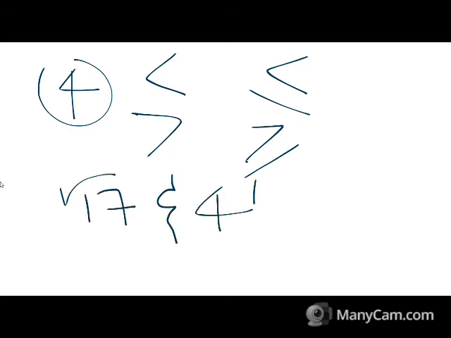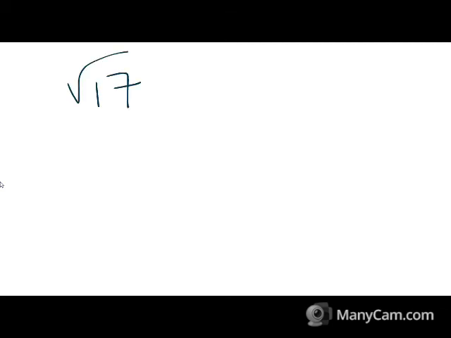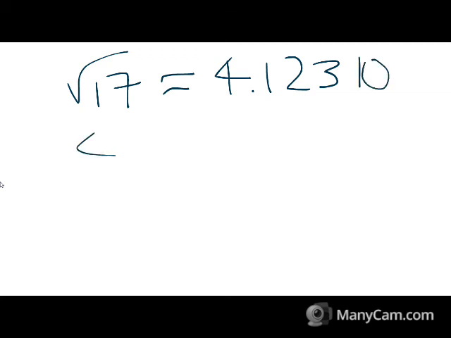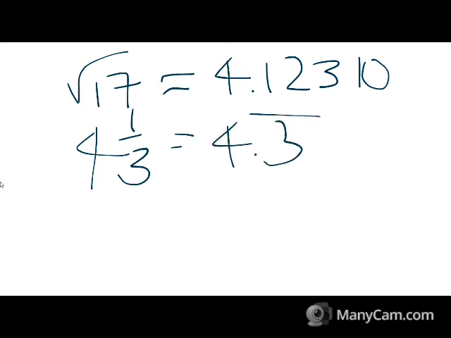All right, so problem 4 asks, what is an inequality that compares the numbers radical 17 and 4 1/3? So let's evaluate radical 17. That's approximately 4.12310. 4 1/3 as a decimal is 4.3 repeating. So when comparing, the first step is to put them in decimals, because it's a lot easier for me to look at, since I don't know radical 17 off the top of my head. So first we put them in decimals. That's our first step.